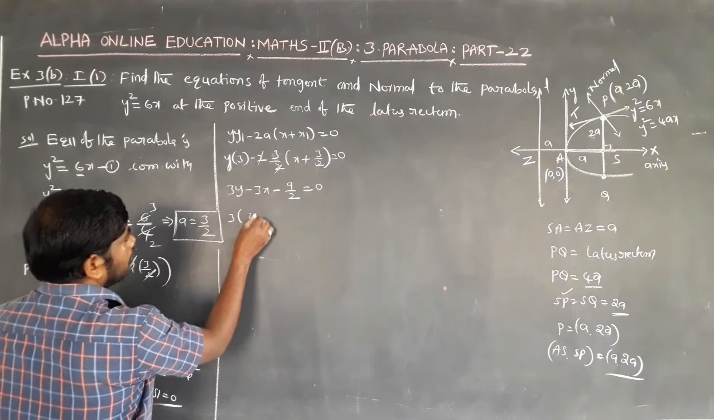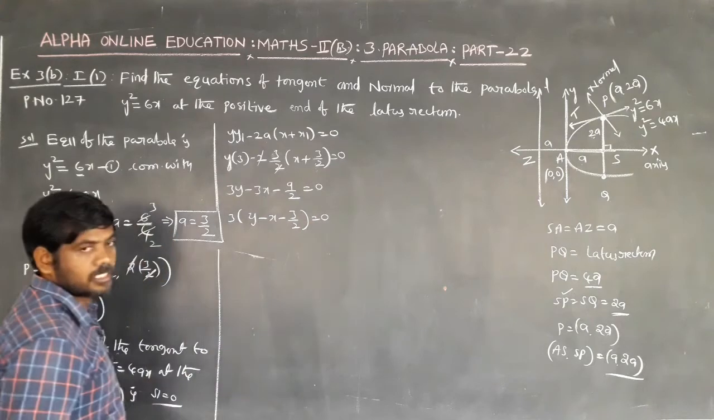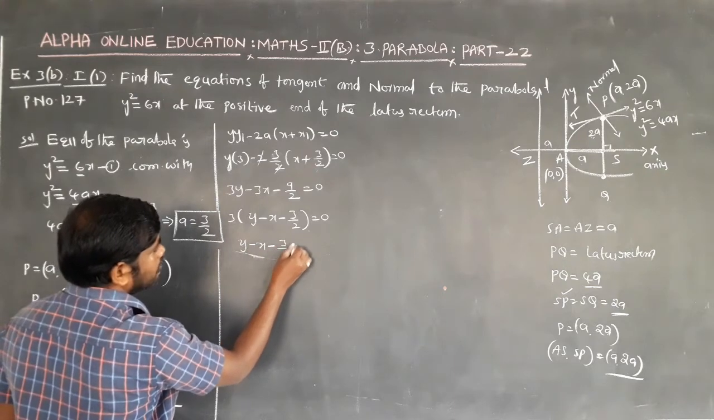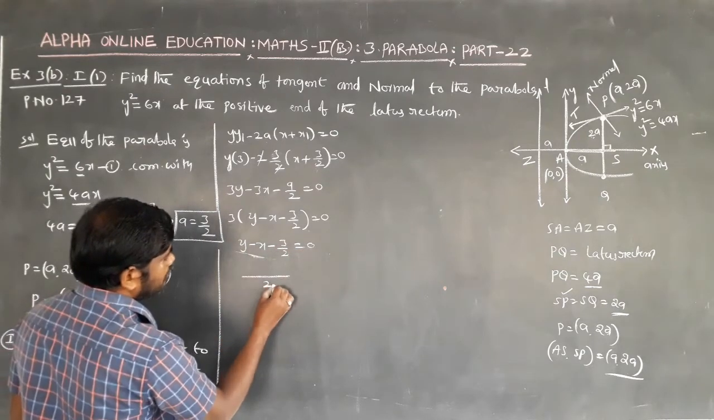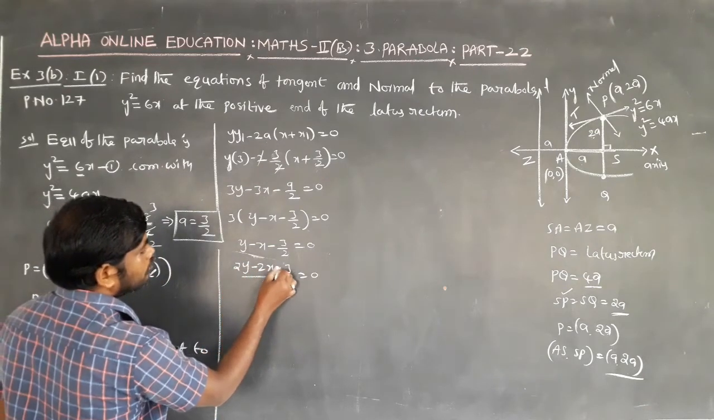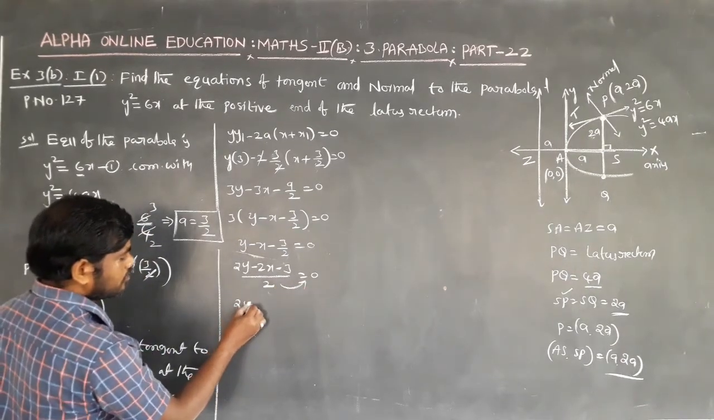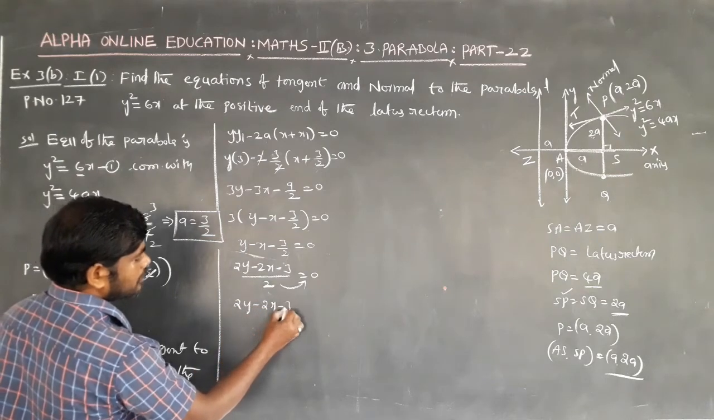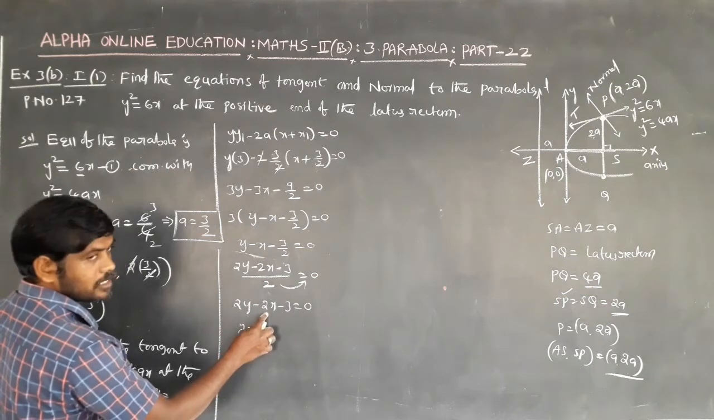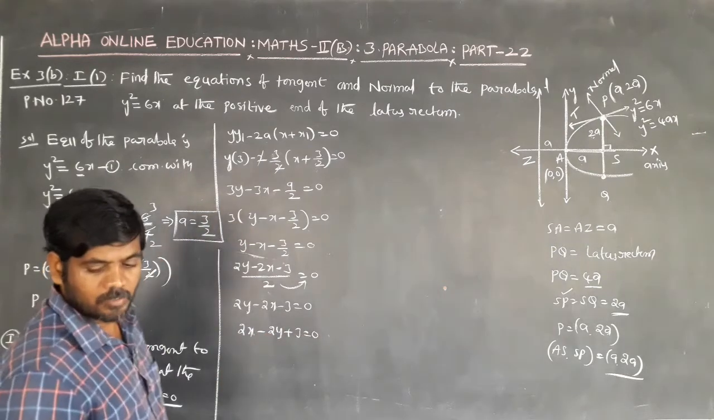3 common. y minus x minus 3 by 2 is equal to 0. 0 by something is 0. Taking 2 as the LCM: 2y minus 2x minus 3 is equal to 0. Multiply with minus: 2x minus 2y plus 3 is equal to 0.